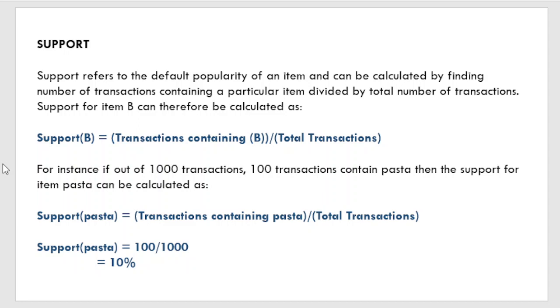So basically, it's the frequency of getting pasta in a set of transactions. So here we have 10% of the transactions containing pasta.